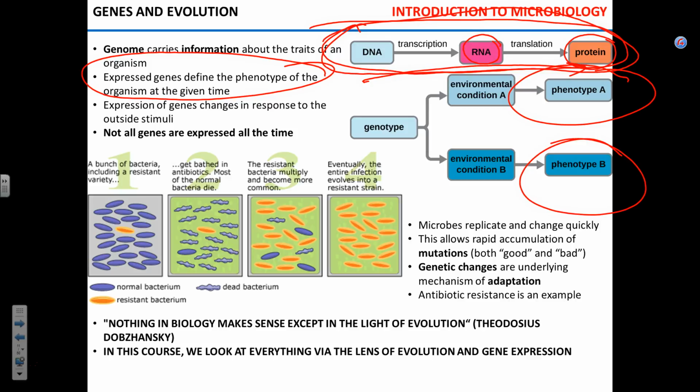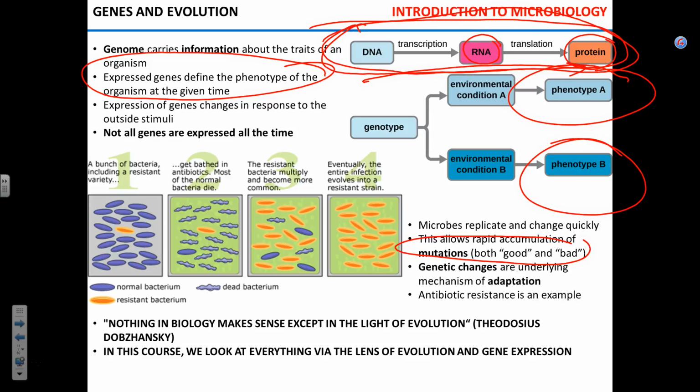Okay, so it's either mutations or some exchange of genetic information, and in this case, mutations, we're going to focus on them in this particular topic most. So mutations accumulate. They're going to be good and bad, right? They can be beneficial, they can be disadvantageous for the cells. And those changes allow bacteria to adapt. One of the best examples is resistance to antibiotics.